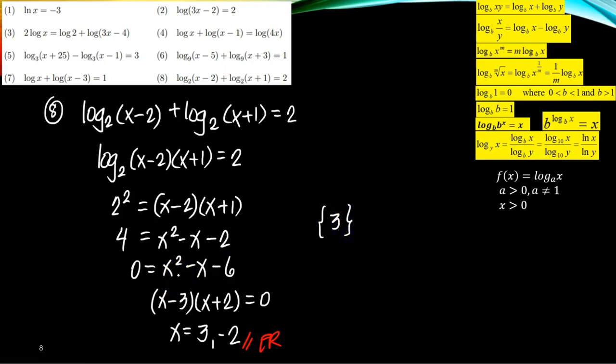Some of you might ask, is it possible that both answers will be extraneous? Yes, so long as they don't meet the criteria that the argument is always greater than 0, it could be both extraneous. So you can have a null set for the solution set.